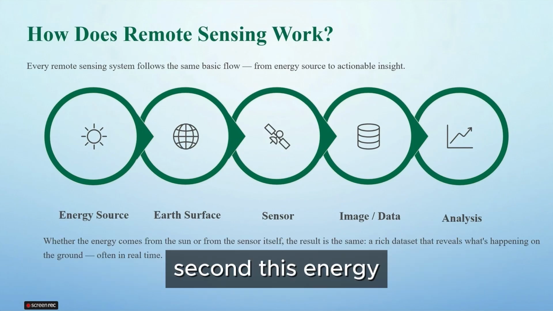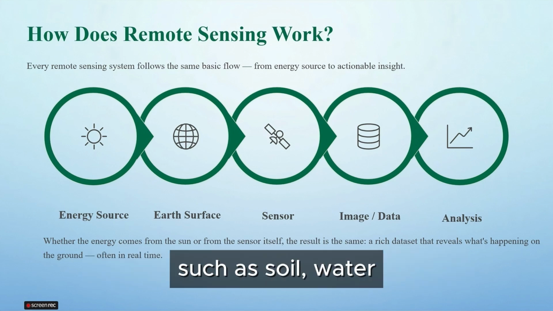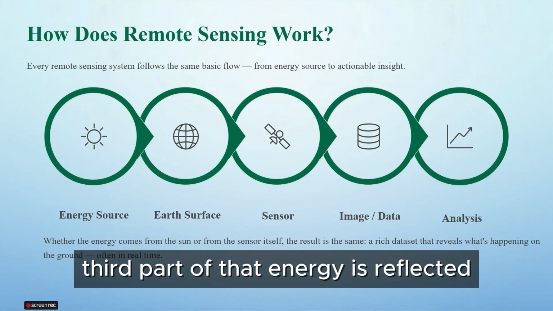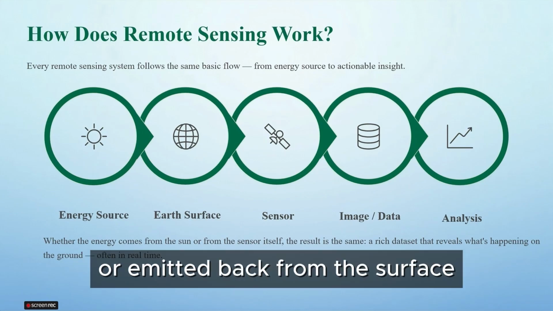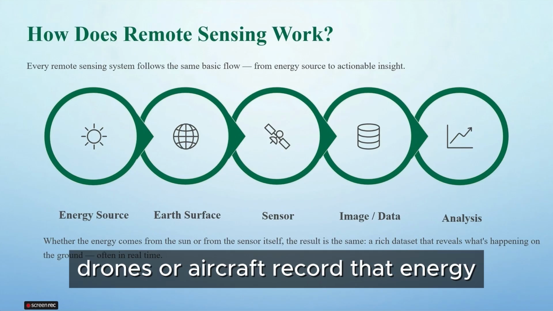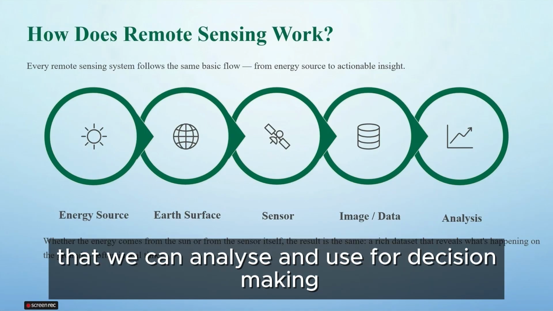Second, this energy reaches the Earth's surface and interacts with different objects such as soil, water, vegetation, roads, and buildings. Third, part of that energy is reflected or emitted back from the surface. Fourth, a sensor on a satellite, drone, or aircraft records that energy. Finally, the recorded information is processed into images, maps, or data that we can analyze and use for decision making.